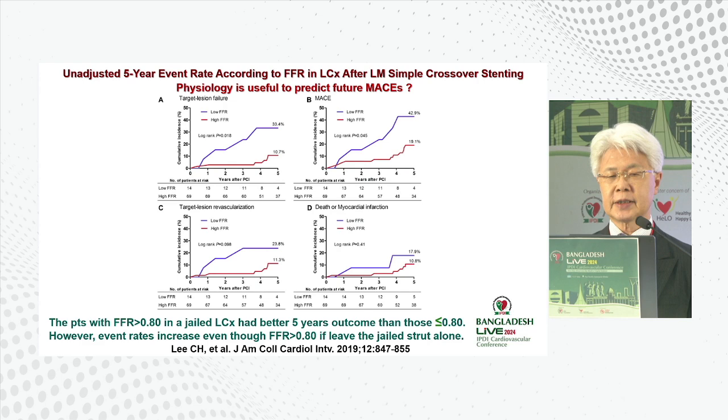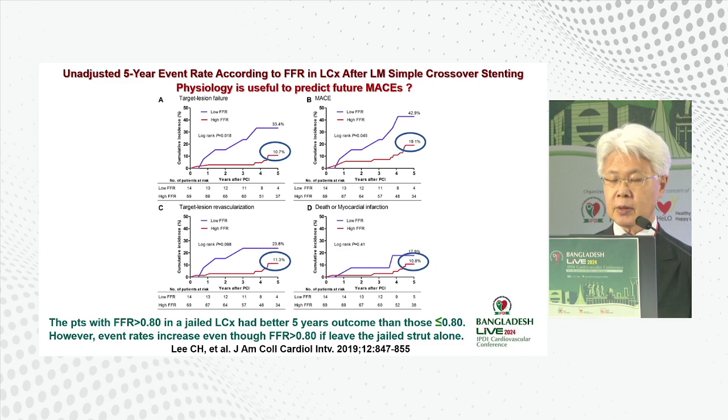This is the adjusted 5-year event rate according to FFR in the LCX after left main simple crossover stenting. Patients with FFR more than 0.80 in the LCX had a better 5-year outcome than those with FFR less than or equal to 0.80. However, the event rate increases even though FFR is more than 0.80 if you leave it alone for more than 4 or 5 years. What happened in this case?